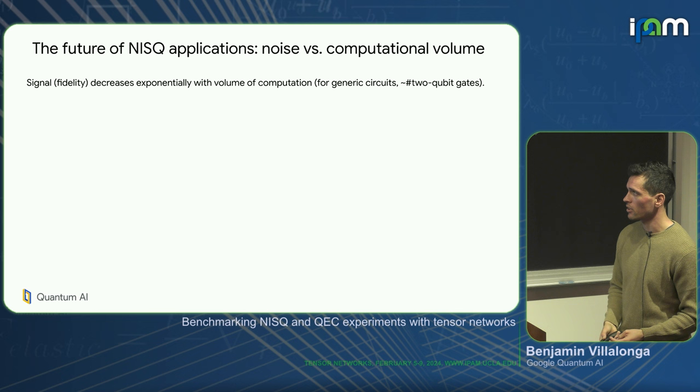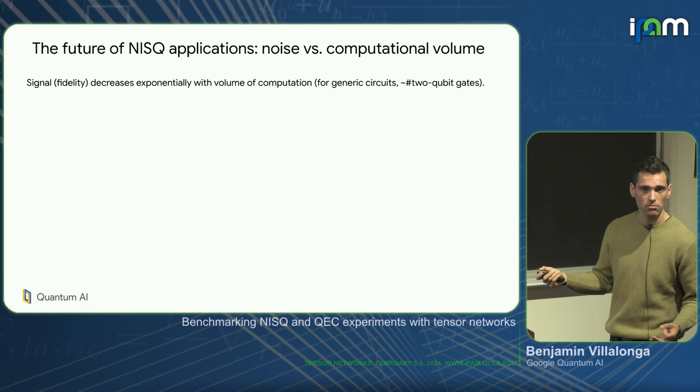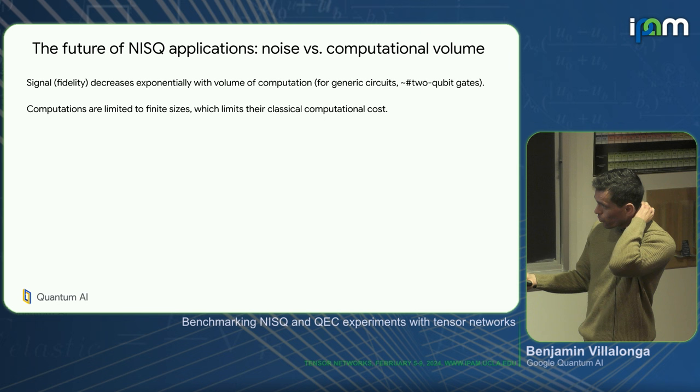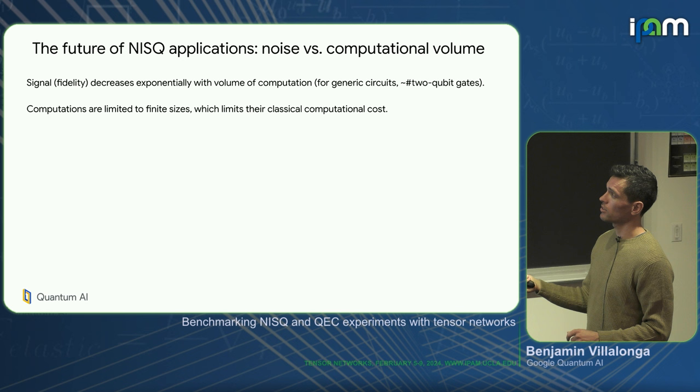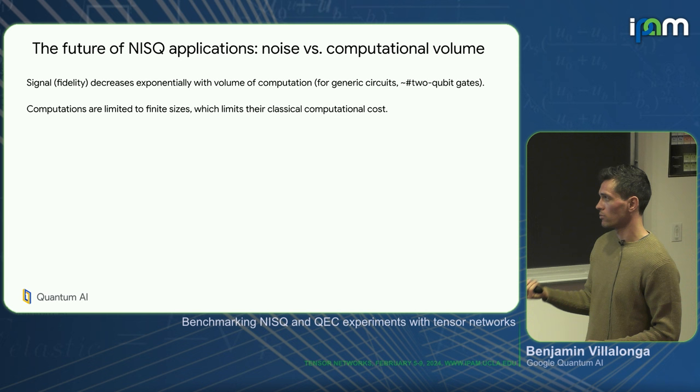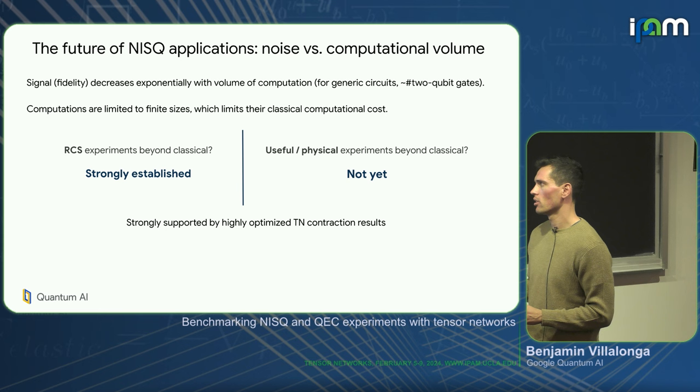Volume, roughly speaking, is the amount of two-qubit gates in these circuits or in these tensor networks. So noise is limiting the volume of quantum computations. But if you have only finite size computations, then you might have a very, very optimized classical method to simulate and to mock these tasks. And so what is the status quo of these experiments?